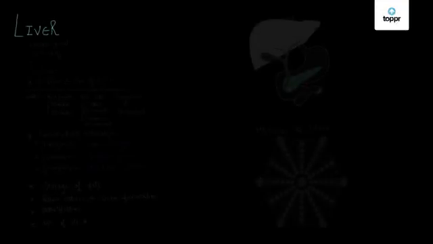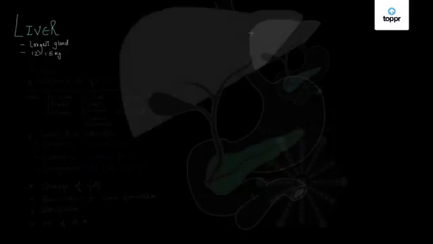So liver, it is the largest gland of the body. It is the largest gland, which is found towards the right side of the abdominal cavity. It weighs somewhere around 1.2 to 1.5 kgs. If we see the structure of the liver, we will see that it somewhat looks like this.